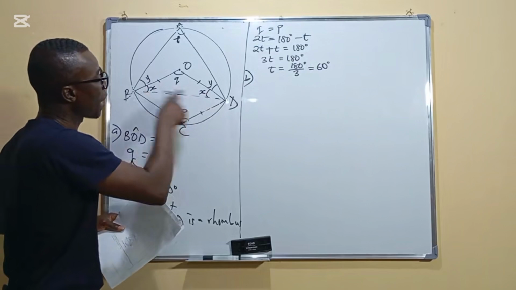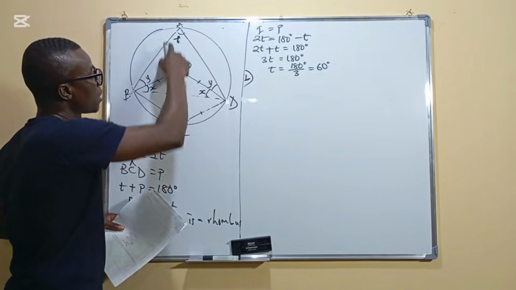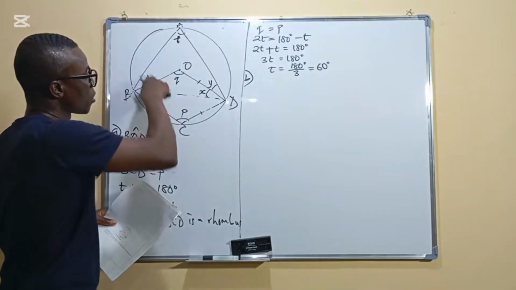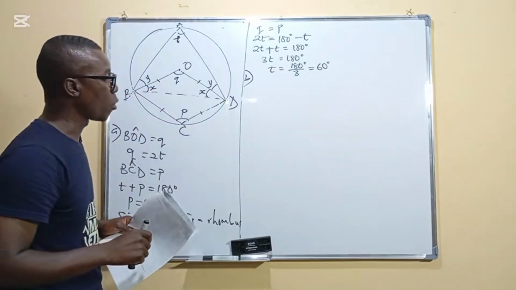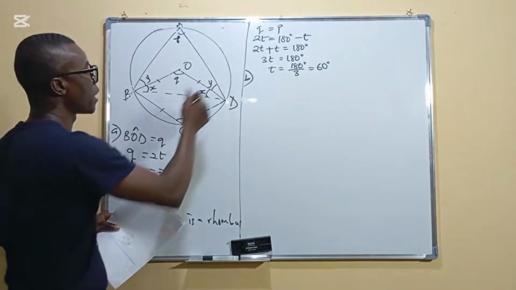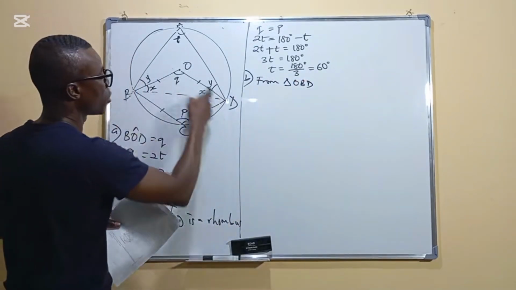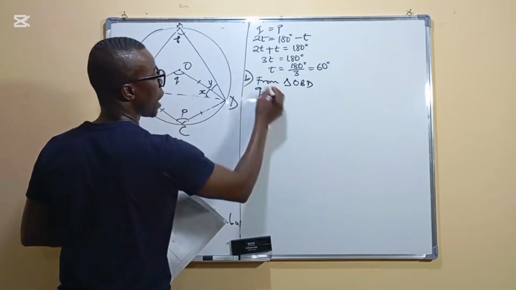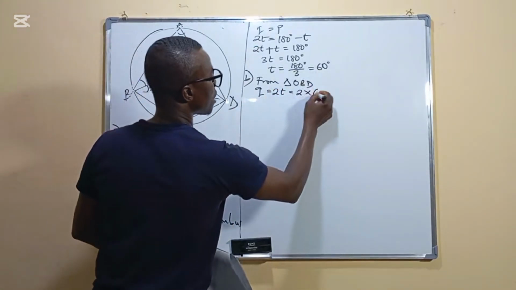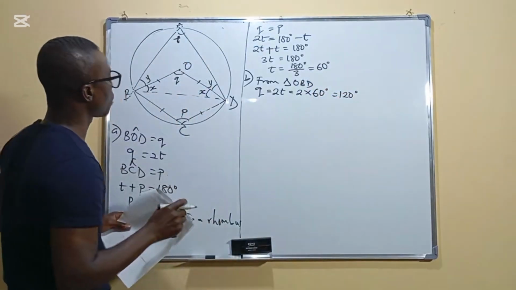So now I have to find the value of x. Once I'm able to find x, I'm going to add it up with y and this part, which qualifies to be a triangle. That will help me find the value of y. So from triangle OBD, I have Q, which we said is 2T. That means 2 times 60 degrees, which gives me 120 degrees. So Q is 120 degrees.